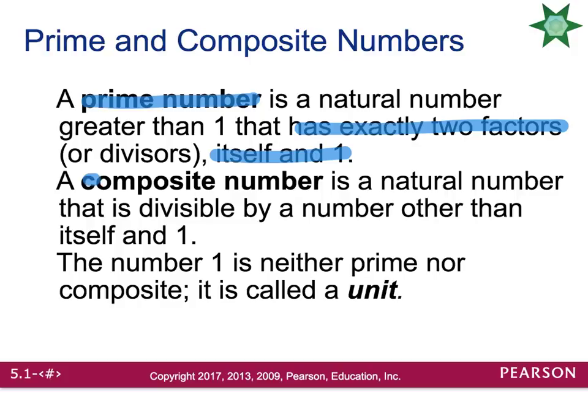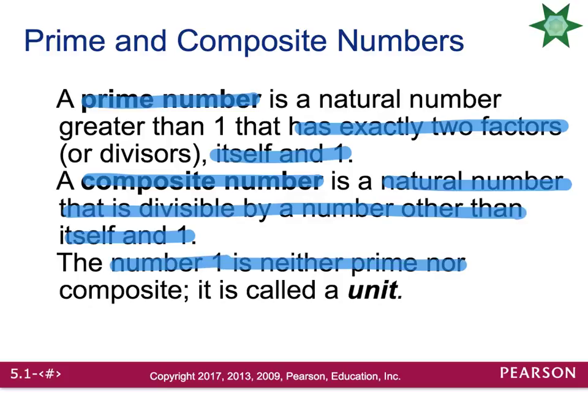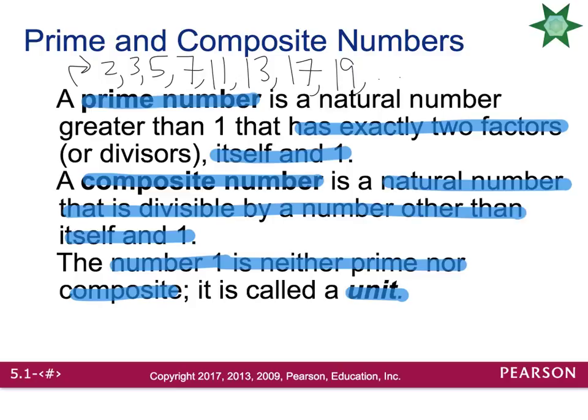Okay. A composite number is a natural number that is divisible by a number other than itself and 1. In other words, there's other numbers that go into it. The number 1 we kind of throw out because it's neither prime nor composite. We call that a unit. So 1 is sort of an exception, but here are examples of prime numbers. I'll just list some of the prime numbers up here: 2, 3, 5, 7, 11, 13, 17, 19, etc. These are prime numbers.